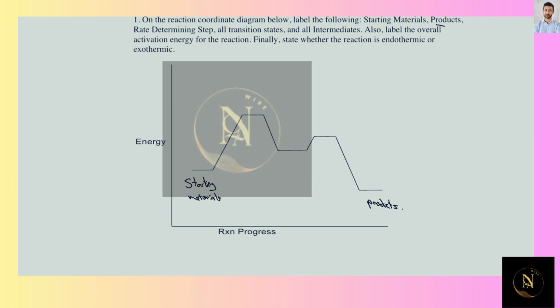This diagram is going to contain two transition states corresponding to the first activation energy and a second activation energy. Let's call these transition state 1 and transition state 2. We're going to identify one intermediate, which is going to be intermediate 1. With this information, we can know that the rate determining step is going to be this one.